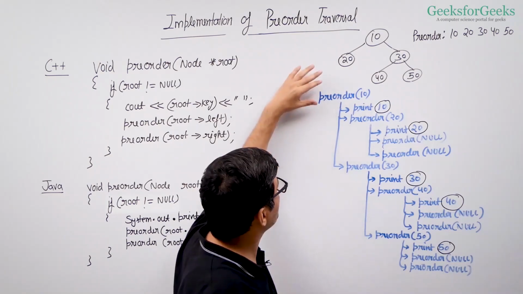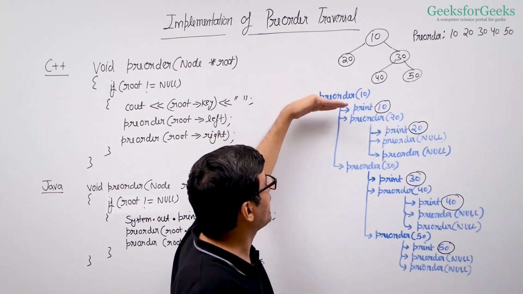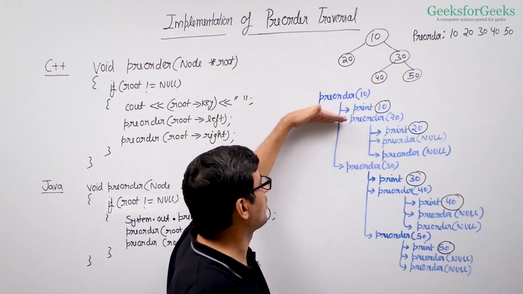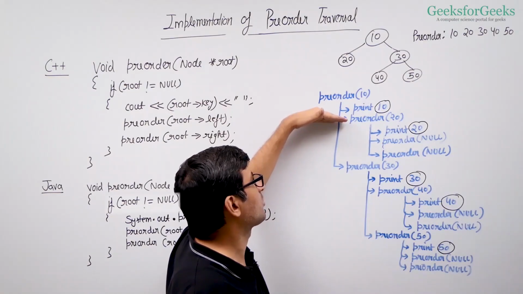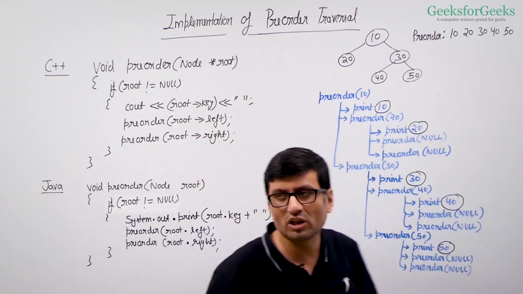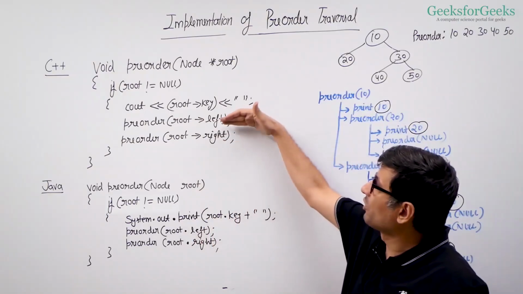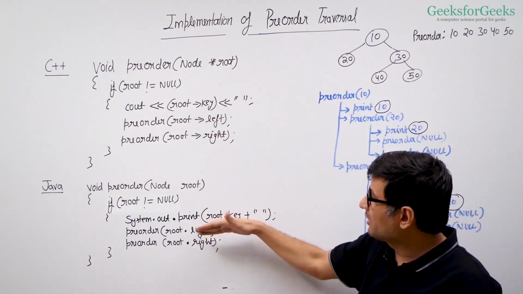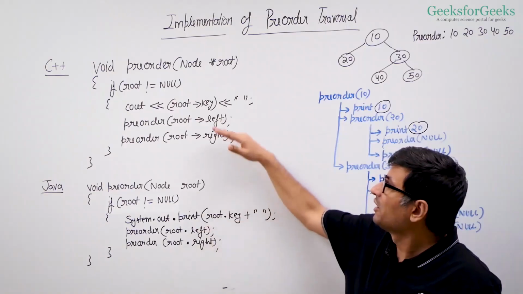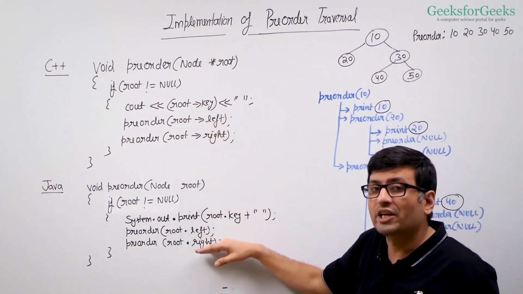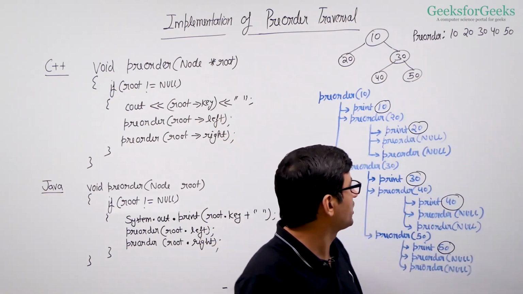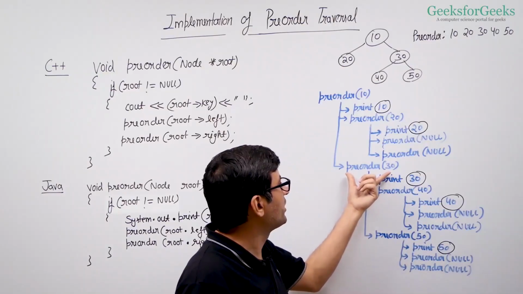Now the caller, which is pre-order 10, had printed 10, had called for 20, and now it's going to call for the right child. The caller was waiting for the left call to finish here or here in Java. Now the left call is finished, so it's going to execute the right call, or it's going to make a recursive call for the right child. And the right call is for pre-order 30.